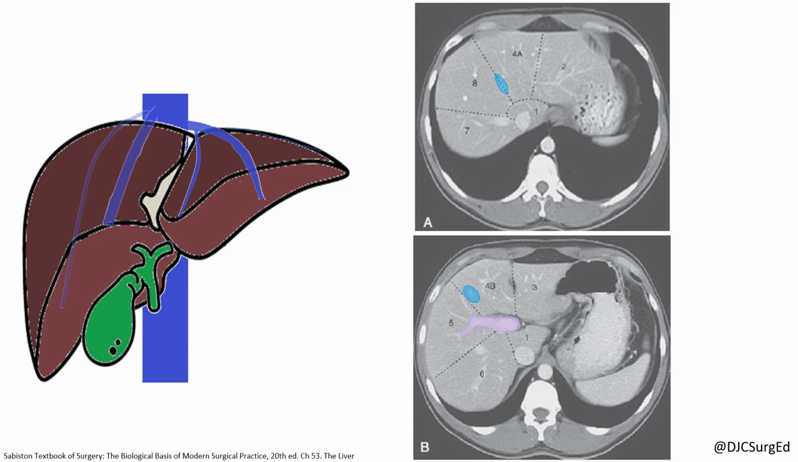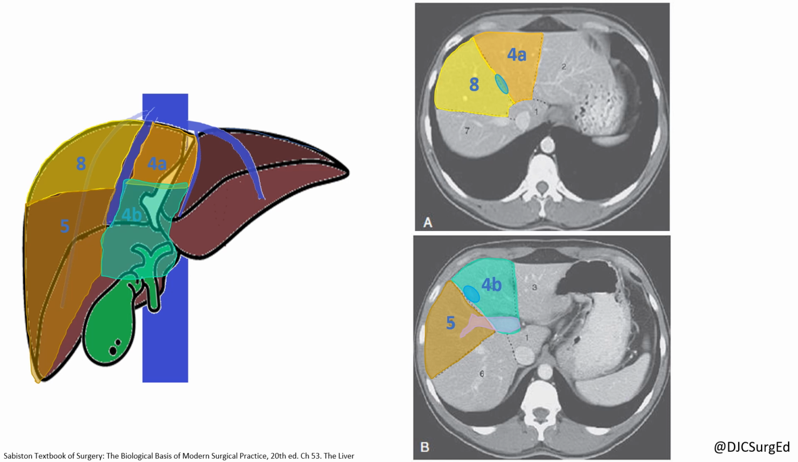The middle hepatic vein divides segments 8 and 5 of the right lobe from segments 4A and 4B of the left lobe. The right lobe is then split by the right hepatic vein into an anterior sector, segments 8 and 5, and posterior sector, segments 7 and 6.